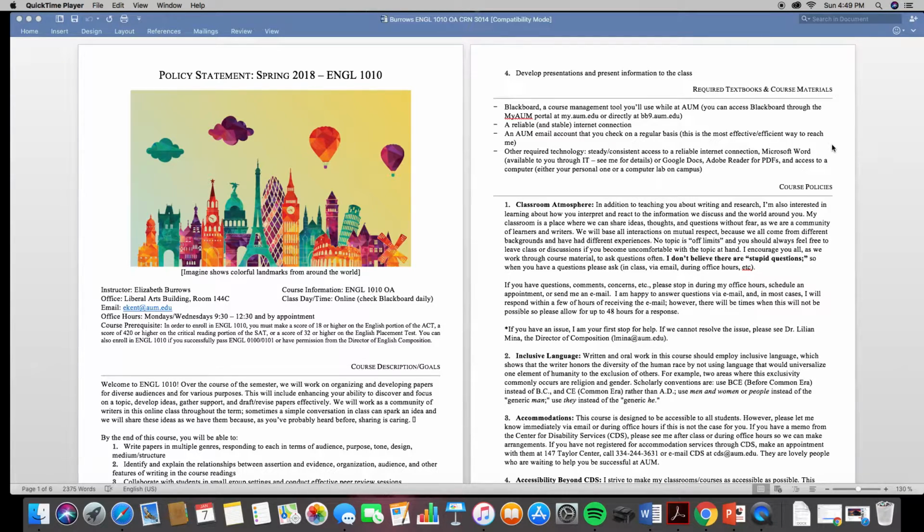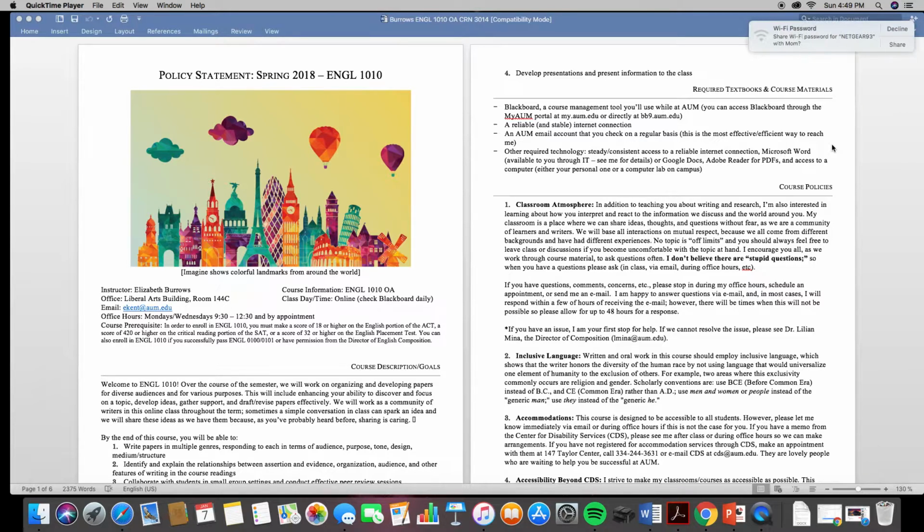Obviously, a reliable and stable internet connection is incredibly important. If you don't have that, being an online student is going to be incredibly difficult. So I list that under required course materials. You do need to check your AUM email account because I will use that as a means to email you, and you can use that to email me. But I don't want you to email me from a Gmail or a Yahoo account. You need to use your official AUM email address to contact me.